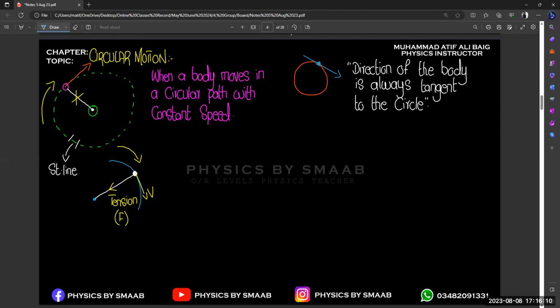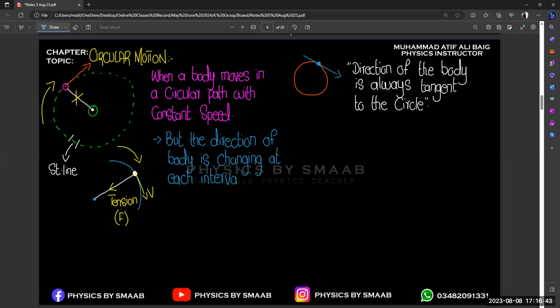So we may just add one more point over here, but the direction of the body is actually changing at the interval or point.